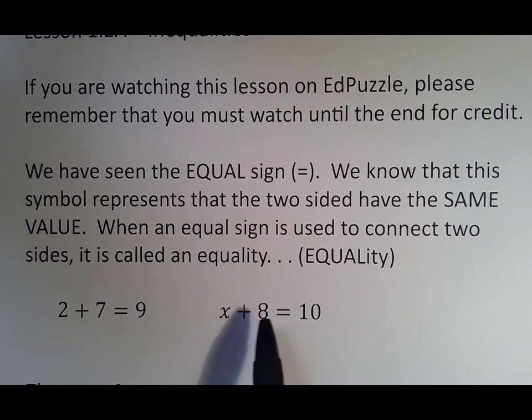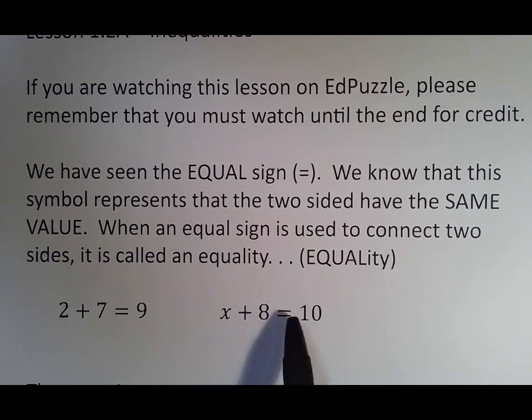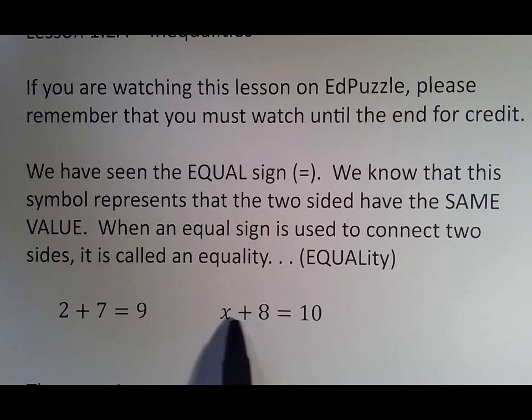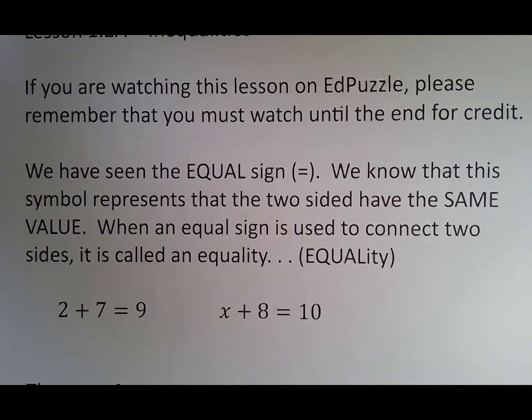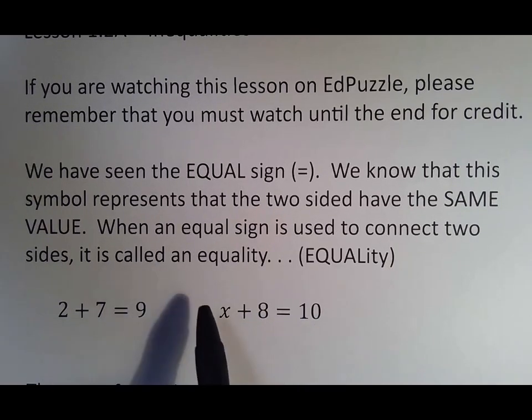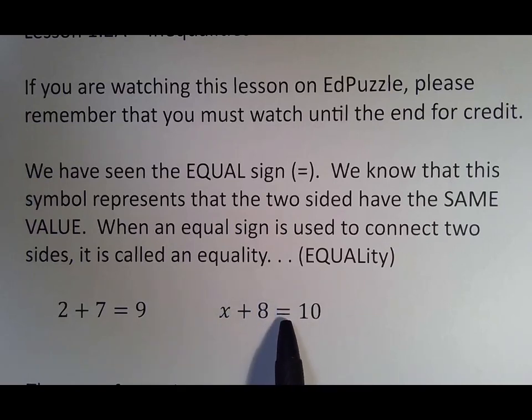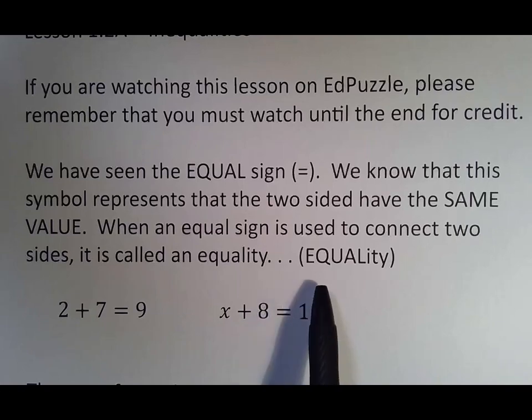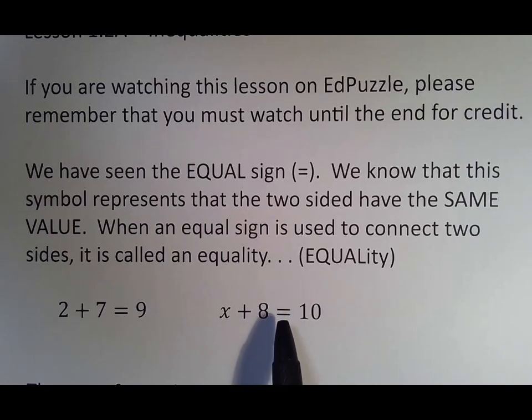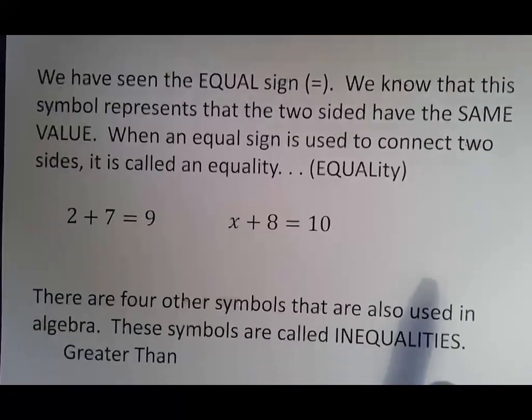Later on, you'll see something like this, which is also an equality, which is that this would have the same value as 10. Our job later on will be to figure out what value here makes this true. And of course, if you want this to be 10, what would you add to 8 to be 10? And of course, you could probably figure out that that would be a 2. So 2 plus 8 would be 10. And so again, either way is an equality, not an inequality, because it has an equal sign to represent it.